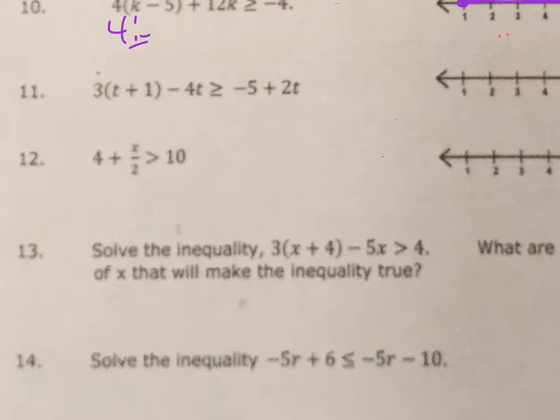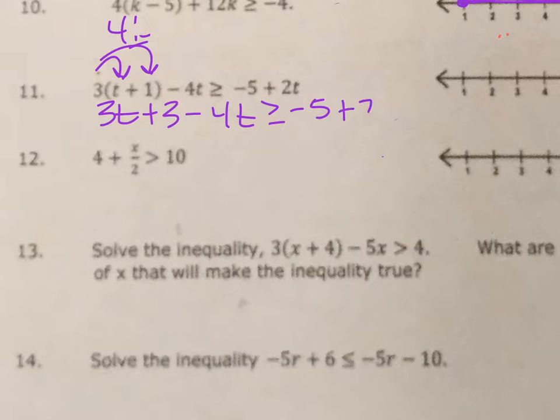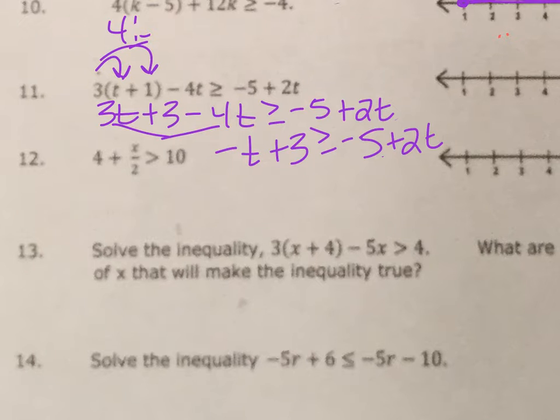Okay, next one. Again, I have distribution. So I'm going to distribute here, and then that's it. So over here I have 3t plus 3 times t and 3 times 1, minus 4t greater than or equal to -5 plus 2t. So I combine like terms over here. I get -t plus 3 greater than or equal to -5 plus 2t. Okay, I want my variables on the left because it's easier to graph.